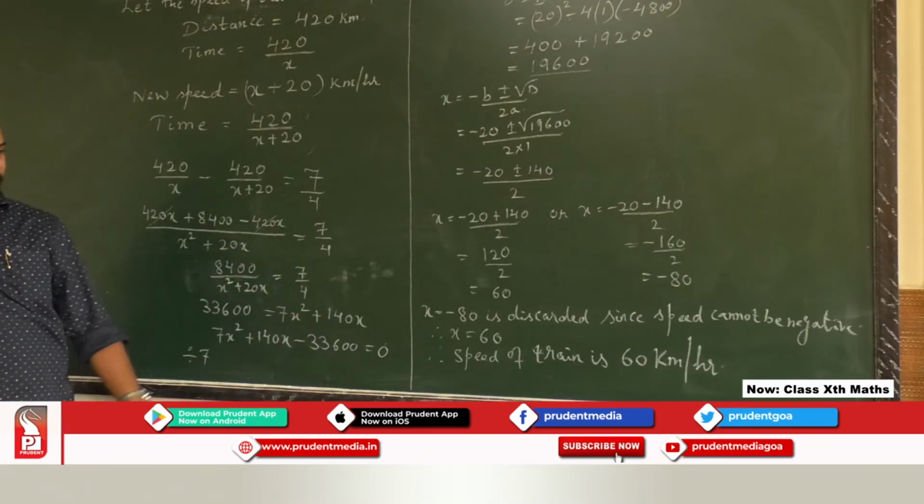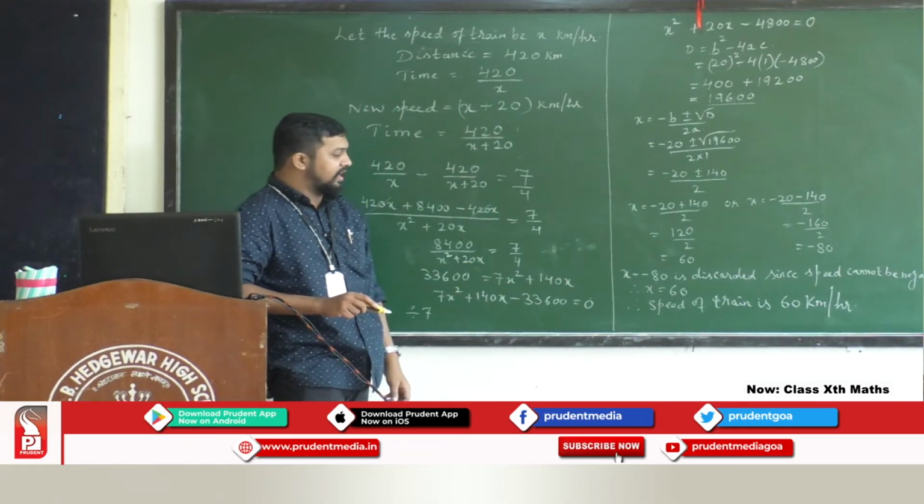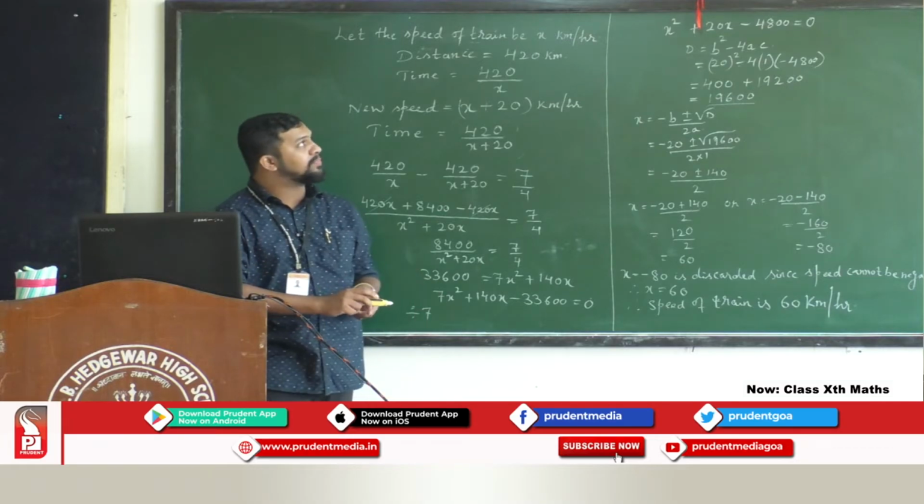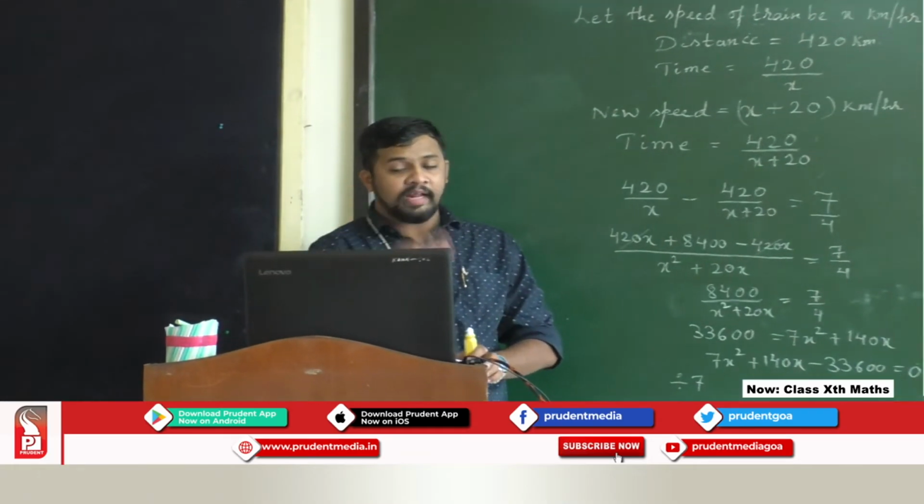One you have to discard, and the last statement is what was started. Now, it became a known quantity for us. Therefore, the speed of the train is 60 km per hour. So, this is one type of speed problem. Now, we are moving to the next problem regarding the boat and the river.